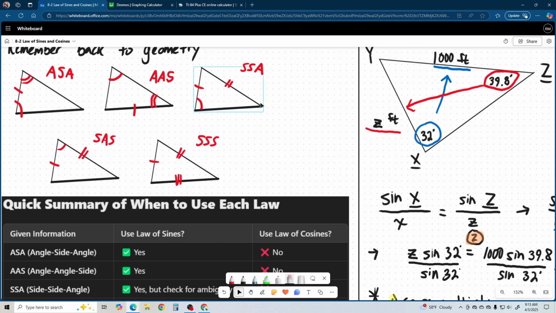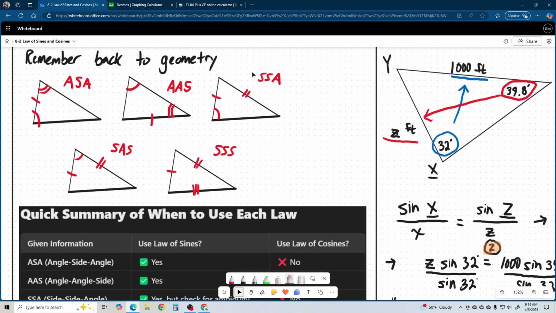This one we're going to use law of sines, but we're going to have to do a little bit more with it in order to determine if there's 0 answers or 0 possible triangles, 1 possible triangle, or even 2 possible triangles with the information they give us. So we're going to have to mess around a little bit more with that, and we'll go over that here in a second. But this is the special one out, right?